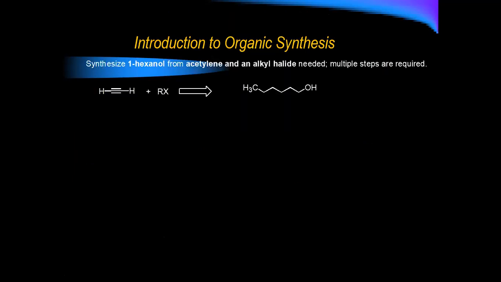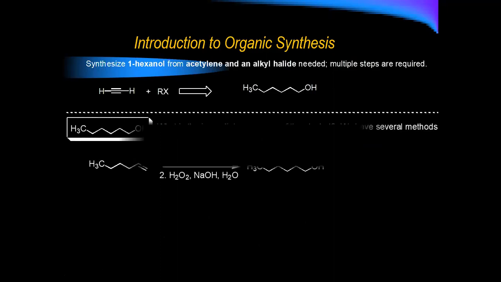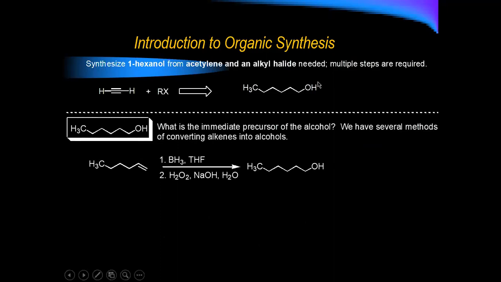All right, let's look at one more. Let's take this for instance. I want to synthesize 1-hexanol from acetylene and an alkyl halide. Again, I need multiple steps. So the precursor to the alcohol, if you look at the alcohol structure right here, these 2 carbons here and here, one precursor to that would be to make it from an alkene. And we know ways to do that, right?